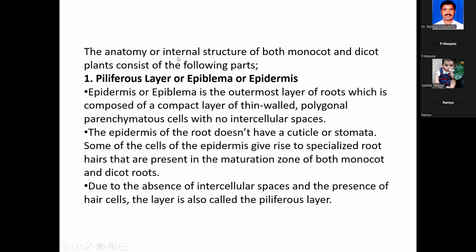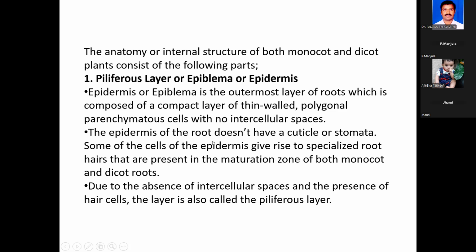When we take the transverse section or cross section of the root of a dicot or monocot, it contains the following parts. The first one is the epidermis. In roots, we use the term piliferous layer or epiblema in place of epidermis. The epidermis is the outermost layer of the roots, composed of a compact layer of thin-walled polygonal parenchymatous cells with no intercellular spaces. It is single layered, and the cell shape may be polygonal.